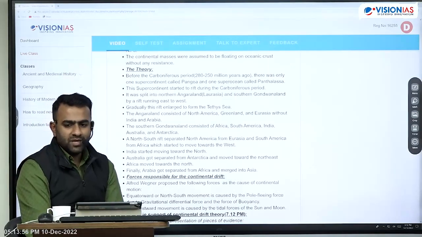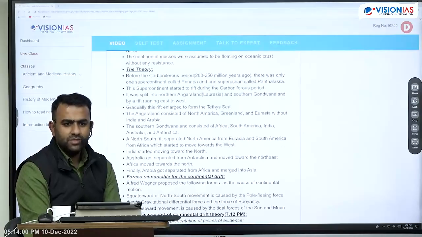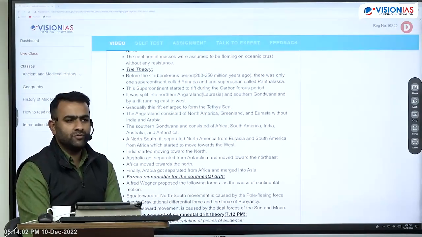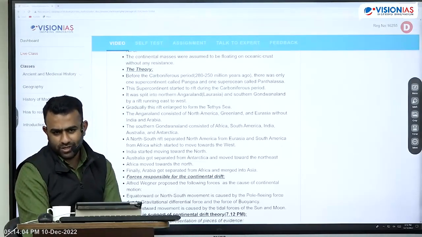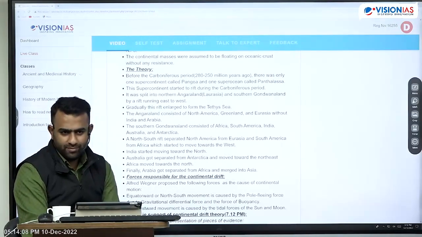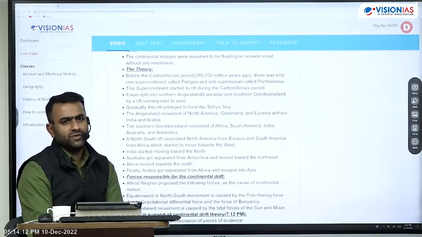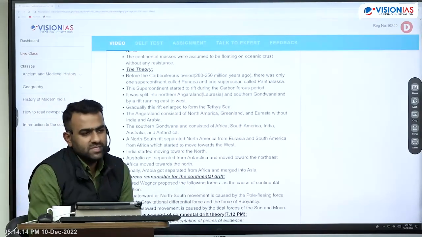As suggested by him, the forces responsible are pole fleeing force and tidal force. Pole fleeing force is caused by the force to adjust the center of gravity and center of buoyancy. Tidal forces are caused by the gravitational pull of the sun and moon. But these are totally insufficient to cause the movement. So we know about that. The evidences are very important.